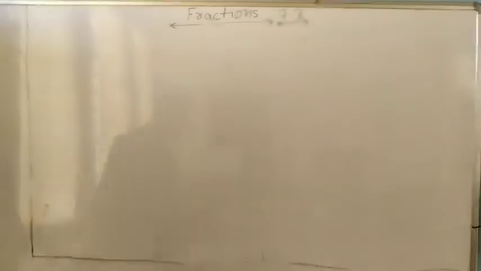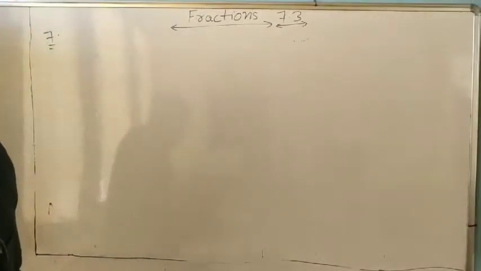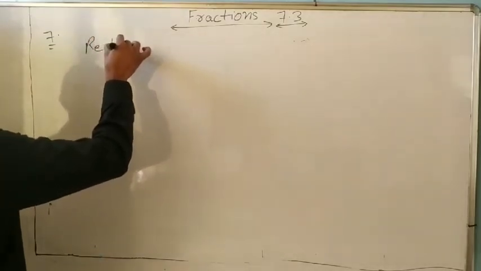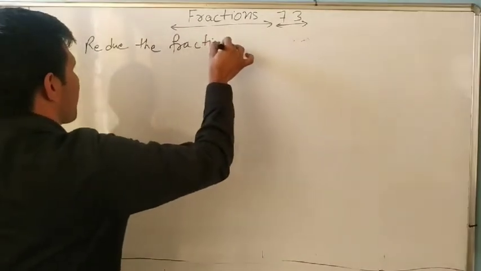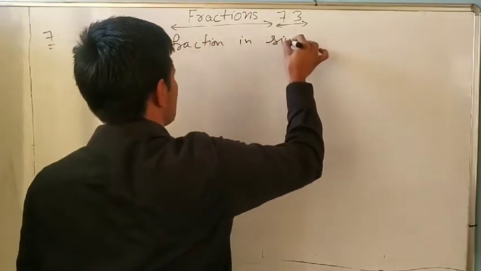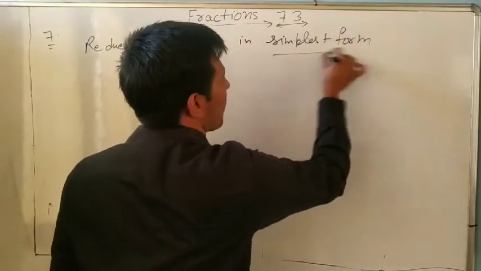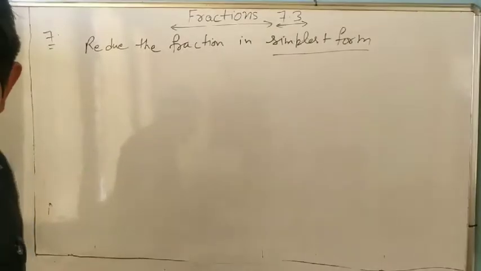Now question number 7. I think question number 7 you can do yourself. It is a very easy question. Reduce the fraction in simplest form. And simplest form everyone knows, I already told you. What is it? They have no common factor in numerator and denominator.